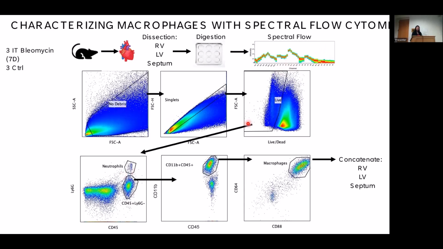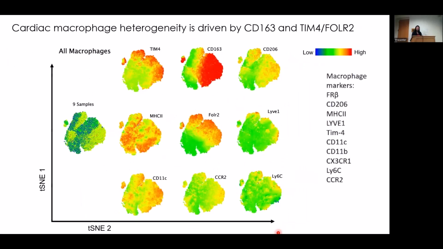In these studies, I did the usual traditional gating to identify macrophages with CD64 and another macrophage marker, CD88. Then I looked at different cardiac macrophage markers, listed here, that identify both recruited as well as resident macrophages. In the literature, CD163 as well as the markers TIM4 and folate receptor 2 have been shown to identify different populations of resident macrophages.